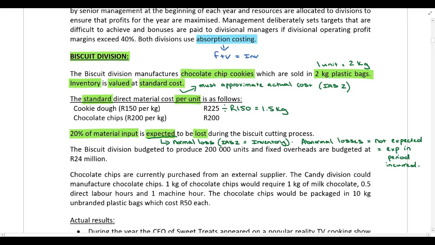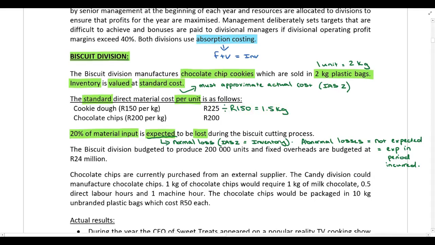All right, and the logic is as follows, guys. If they use 1.5 kilograms and the cost is 150 Rand per kilogram, 1.5 kilograms multiplied by 150 Rand per kilogram gives me a unit cost of 225 Rand.